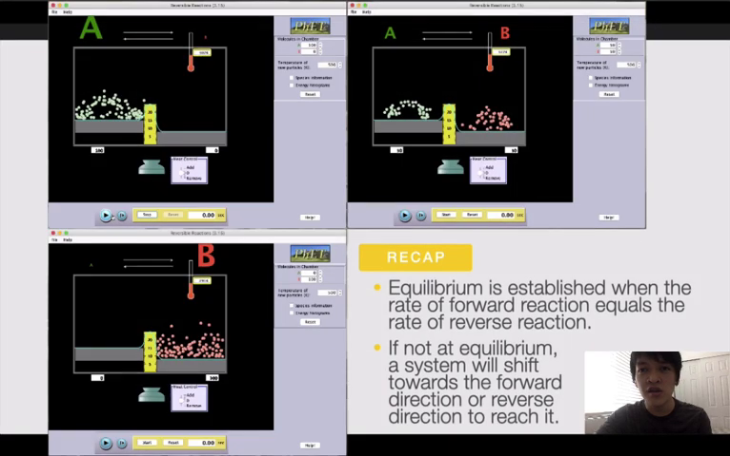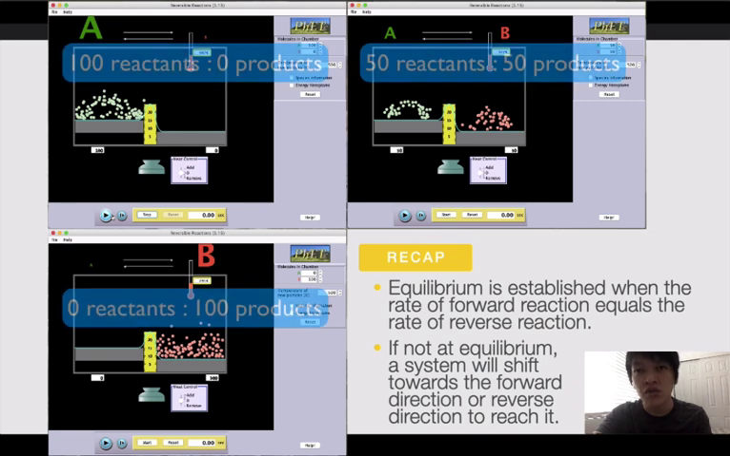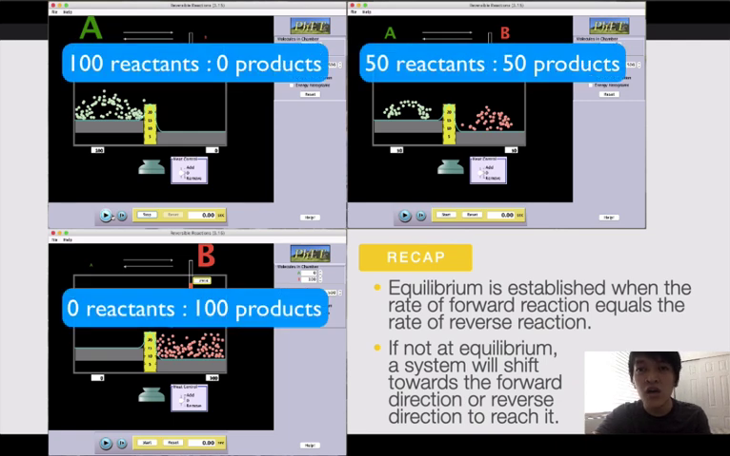We can visualize this with this nice PhET simulation. This is actually 3 simulations of the same chemical system. In these simulations, the green circles are the reactants, while the red circles are the products. Again, they're the same chemical system. They're just at different points of equilibrium. Right now, none of them are at equilibrium.